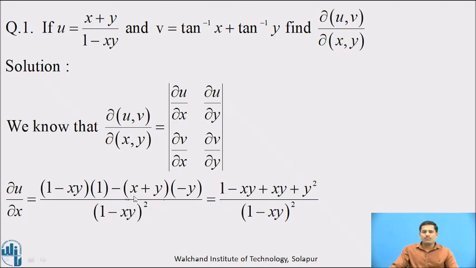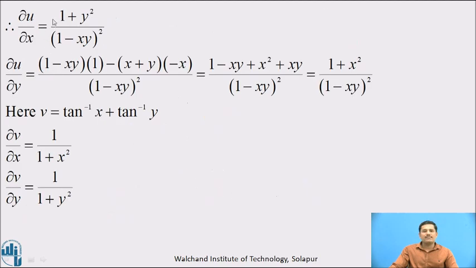It is equal to: multiplying 1 to this bracket results in the bracket itself, 1 minus xy, and this minus minus becomes plus. Now simply multiply this bracket by y, we get plus xy plus y square. Now here we can see that these two terms will be removed, and the final answer we get is ∂u/∂x equals (1 plus y square) upon (1 minus xy) whole square.